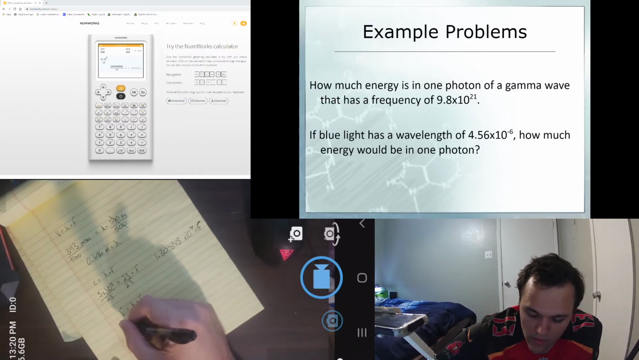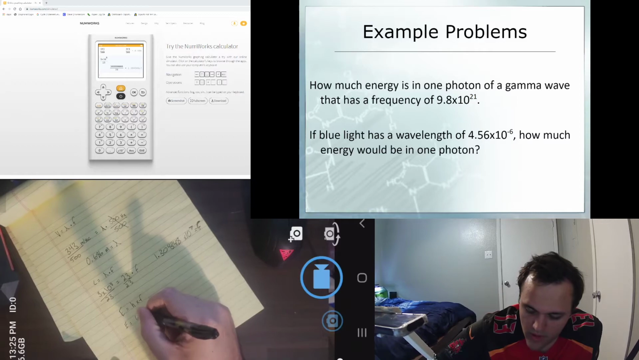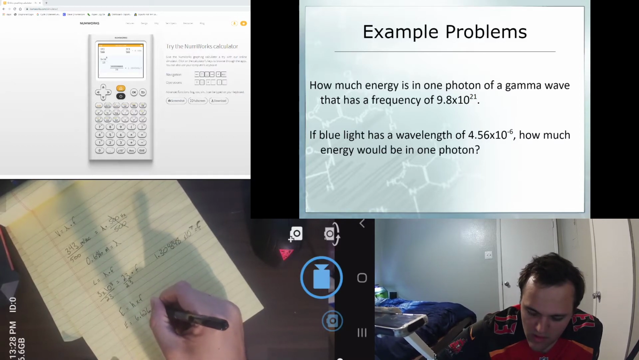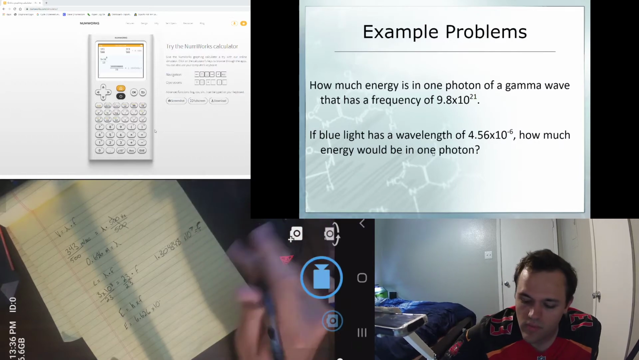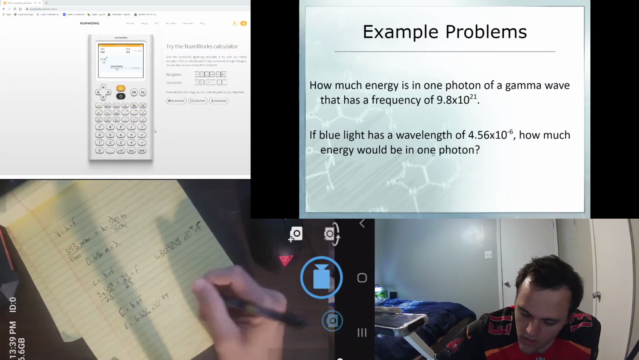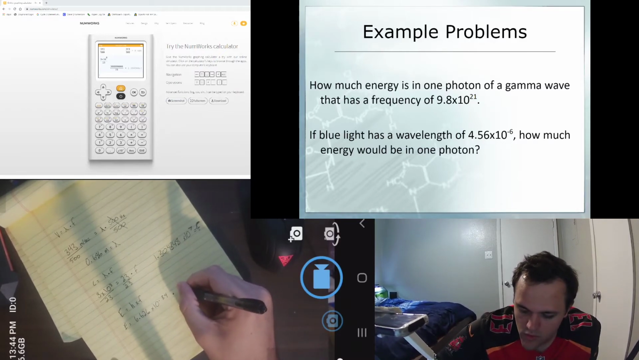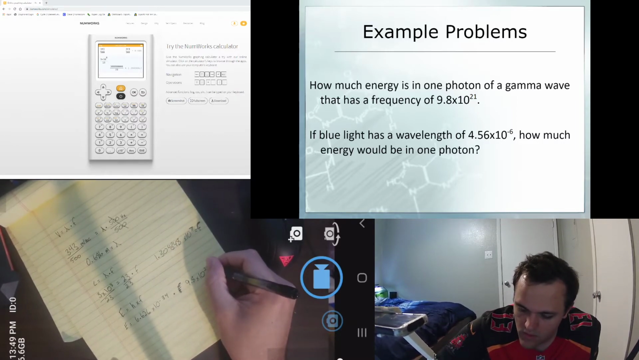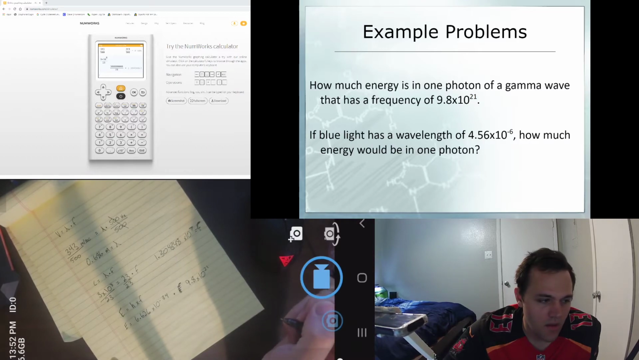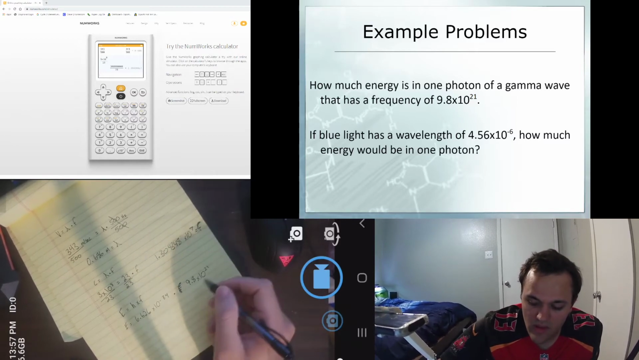we don't know E, that's what we're looking for, so we'll leave that as its variable. The Planck's constant, we can plug right in for h, 6.626 times 10 to the negative 34. That's right here. Planck's constant, always going to be the same thing. Alright, and then we've got times our frequency, which we do know, which is 9.8 times 10 to the 21st. Alright, so here, in order to find E, all we've got to do is actually multiply these two numbers together.